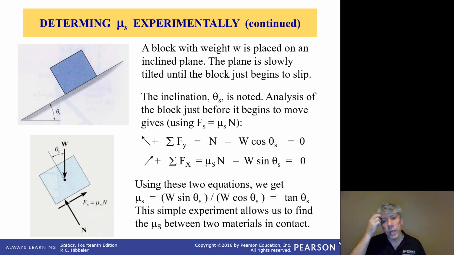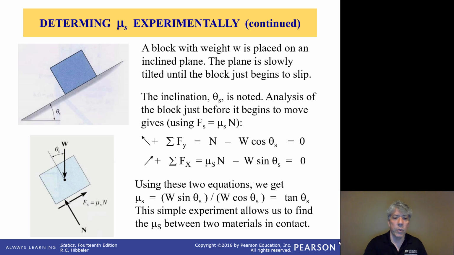Anyway, when you put those two equations together, what you'll find is that the friction coefficient is basically the weight times sine of the inclination angle divided by the weight and divided by the cosine of that inclination angle. Of course, the weight cancels and sine over cosine is tangent. So all you've got to do is put the block on an incline and start to incline the plane. Once it slips, just measure your angle and take the inverse tangent of that angle, and boom, there's your friction coefficient.